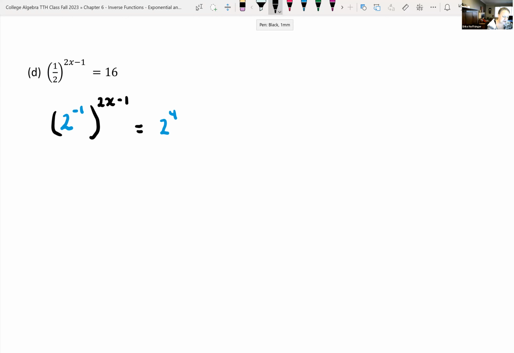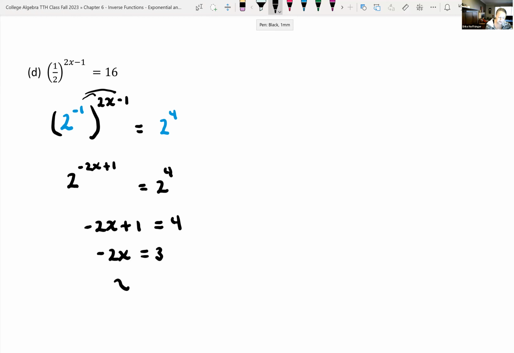Well, actually, let's first distribute this negative. So this would be 2 raised to the negative 1 times 2x is negative 2x, and negative 1 times negative 1 is plus 1. So raised to the negative 2x plus 1 power is equal to 2 raised to the 4th power. Bases are the same, so let's set the exponents equal to each other. So we have negative 2x plus 1 equals 4. Let's subtract 1 on both sides. I get negative 2x equals 3. Divide both sides by -2. So I get x is equal to -3/2.